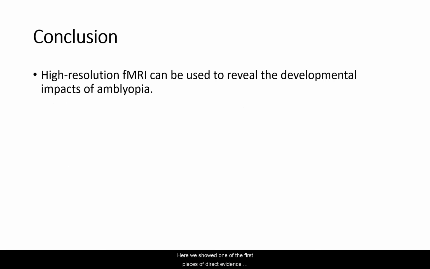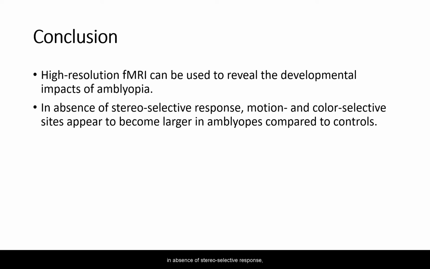In conclusion, here we showed one of the first pieces of direct evidence of amblyopia's impact on the mesoscale functional organization of early visual areas using high-resolution fMRI. As expected from cortical plasticity, in absence of stereoselective response, motion and color selective sites appear to become larger in amblyopes' early visual areas, ruling out the possibility of neuronal degeneration in those regions.